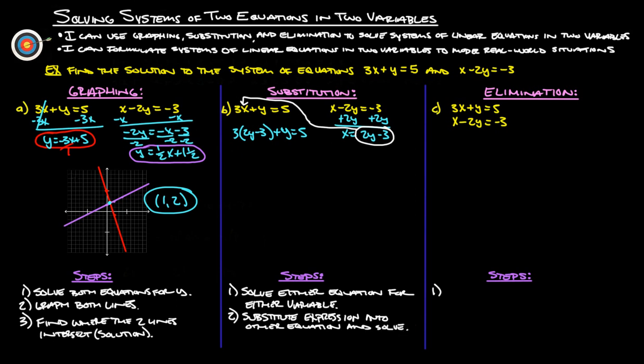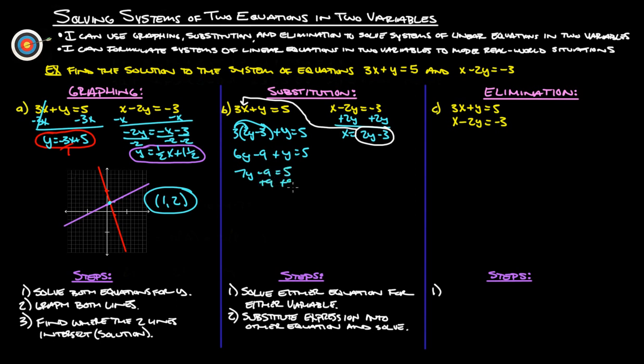Okay, so let's see. We've got to distribute this 3 through to both of those. 3 times 2y is 6y. 3 times negative 3 is negative 9, plus y equals 5. So we're solving. There's only one variable to solve for. That's the whole purpose of substitution. So 6y and y is 7y, minus 9 equals 5.